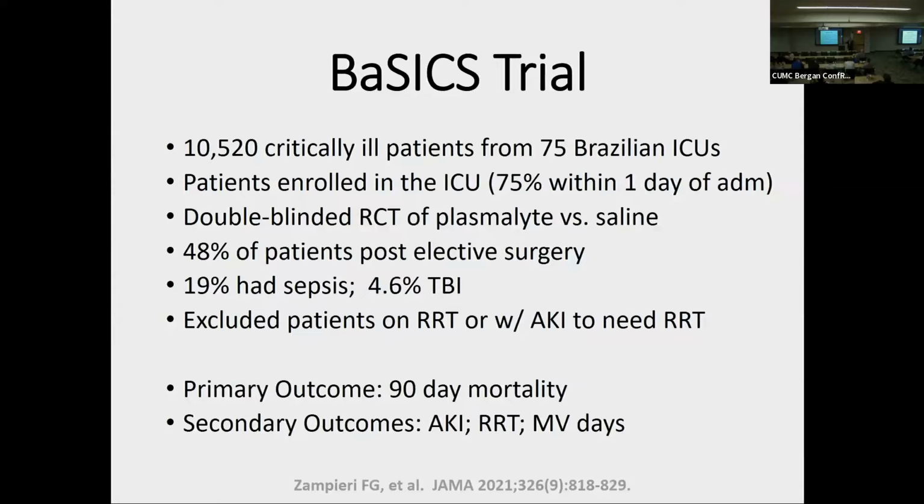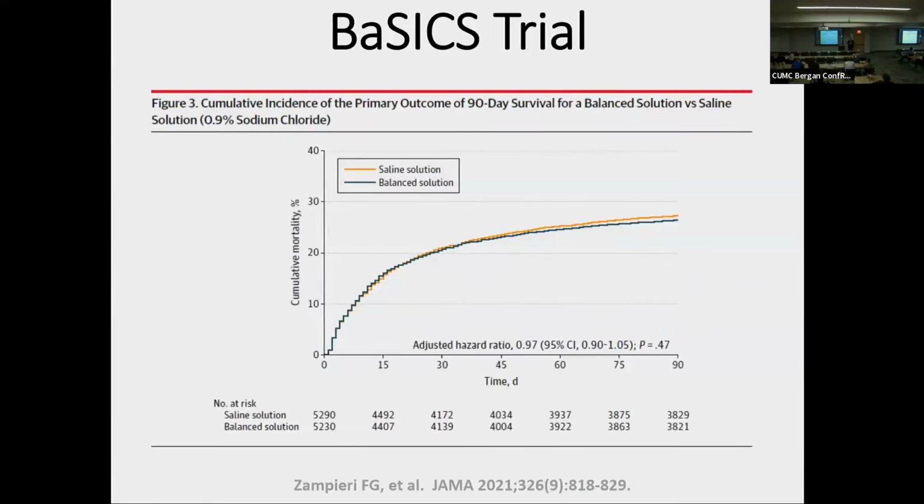They both enrolled patients as soon as they got to an ICU and not when they started in the emergency department like we had. And we'll talk about that a fair amount in a couple of slides. Here's the Brazilians. Again, about half of them had post-elective surgery, 20% with sepsis. Again, they excluded anybody who was already on RRT or you knew was going to get RRT in the near future. Primary outcome, 90 days mortality. Here's their Kaplan-Meier curve. Balanced is a little lower as you get out to 90 days, but not statistically significant. The p-value is 0.47.